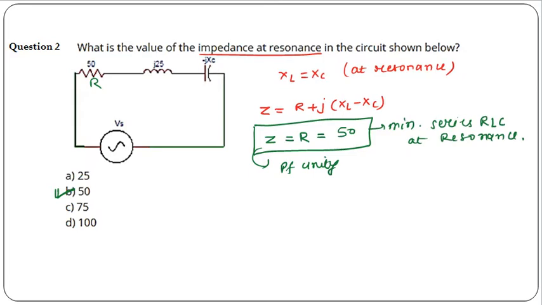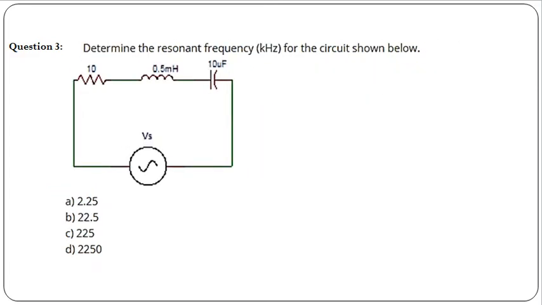Okay, now let us see the next question. Question is: determine the resonant frequency in kilohertz for the circuit shown below. Again this is a series RLC circuit. Here we have to calculate the resonating frequency in hertz. It means this f naught value is given by 1 by 2 pi root L into C.